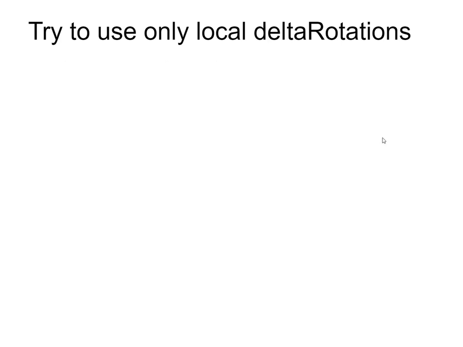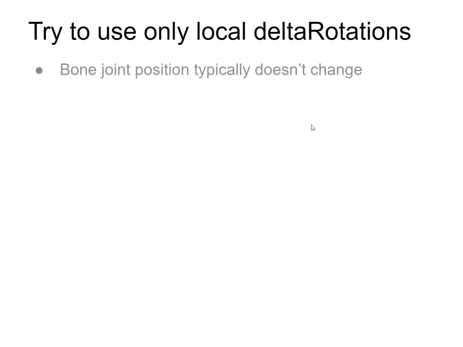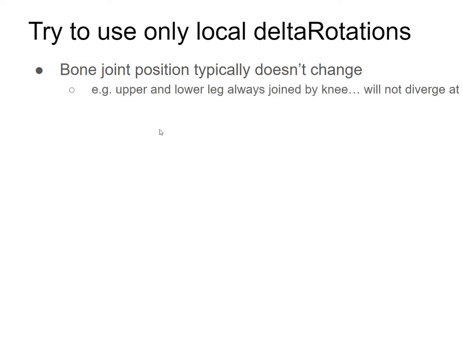I'll show you a demo in a second if we have time, but typically we only use local delta rotations because a bone's joint doesn't typically change. For example, the upper and lower leg are always joined by the knee. The thing that joins them, like the knee, will never split in half and then move.